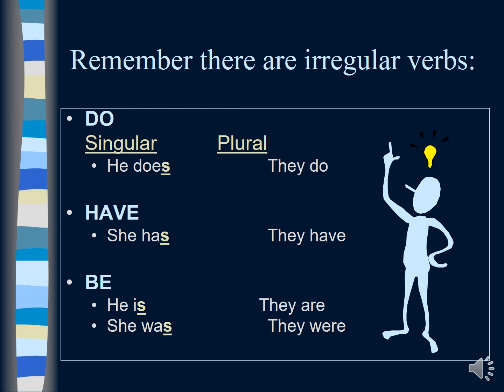There are also some other verbs aside from action verbs, like this one. For do, for singular, he does. We will have to add es at the end. And for plural, we will use do, they do. And for have, we use has for singular and have for plural. And for be verbs, we have is, are, was, were. Is and was are for singular subjects, and are and were are for plural subjects.